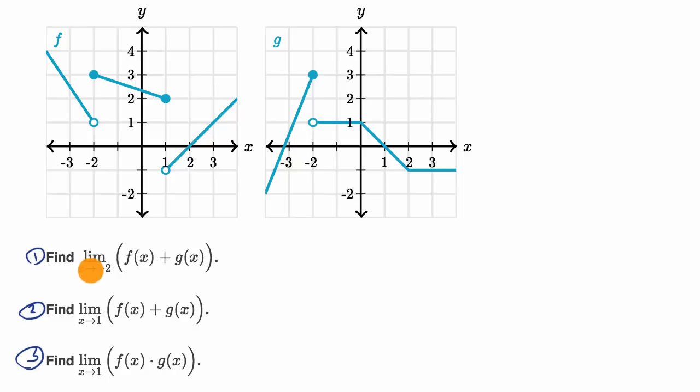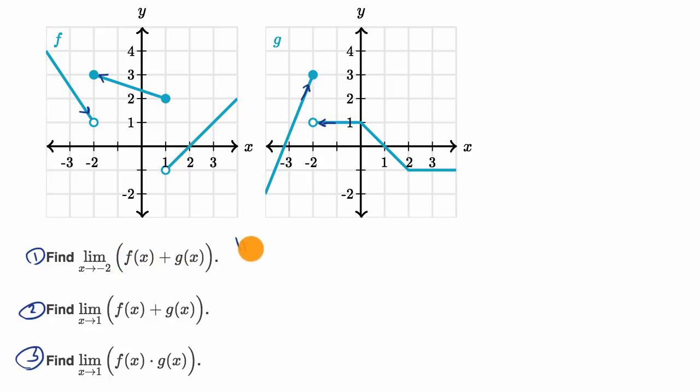Because when you find the limit as x approaches negative 2 of f of x, as we are approaching negative 2 from the left, it looks like we're approaching 1. As we approach x equals negative 2 from the right, it looks like we're approaching 2. So it looks like the limit as x approaches negative 2 of f of x doesn't exist. And the same thing's true of g of x. If we approach from the left, it looks like we're approaching 3. If we approach from the right, it looks like we're approaching 1. But it turns out that this limit can still exist.